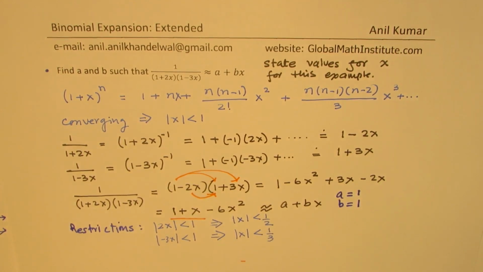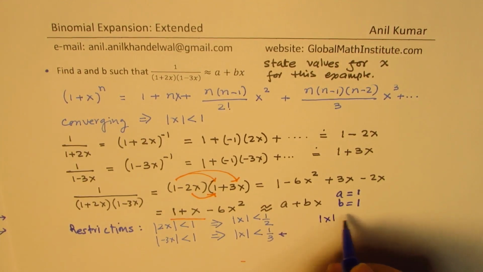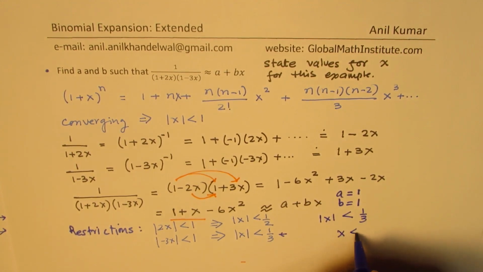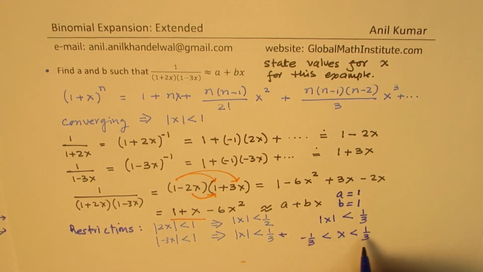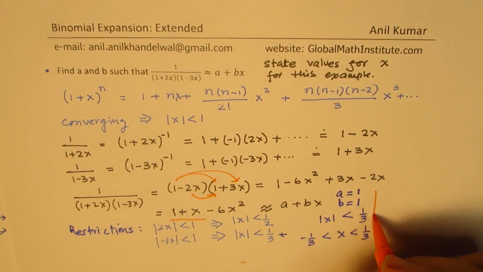So within these intervals, we know that the stricter restriction is the second value, correct? And therefore, we can say that the absolute value of x is less than 1/3. That really means that x is between plus and minus 1 over 3. Is that clear? So that becomes the restriction for us. So that is the answer for this particular question. I hope it makes sense.